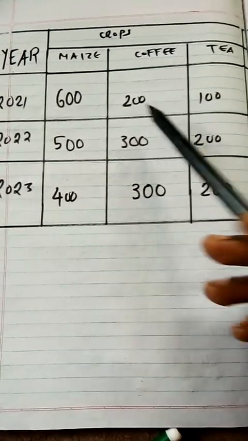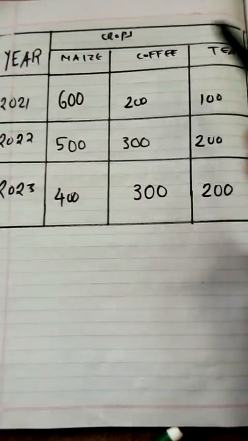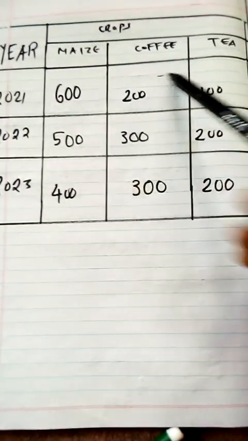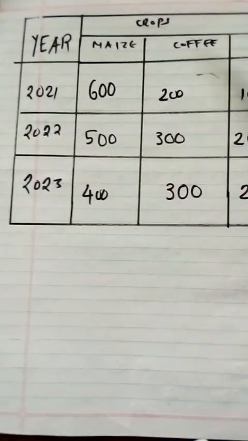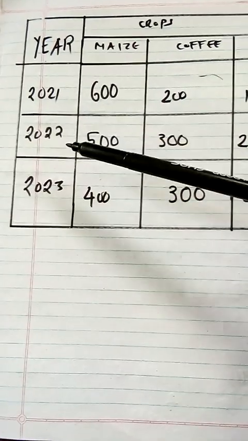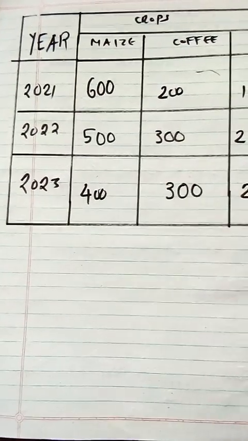Our table shows different crops. We have 3 crops: maize, coffee, and tea. And this is data of different years. We have 2021, 2022 and 2023.